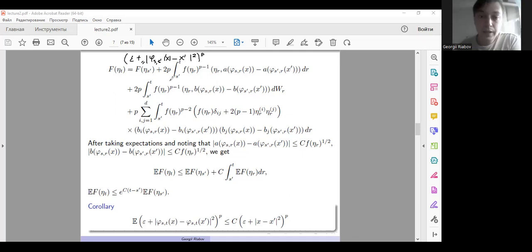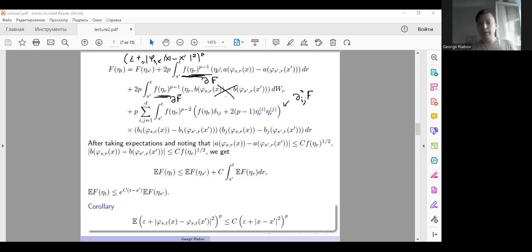Okay, and this comes from the derivative of f. Yes, this term also comes from the derivative of f, and this term is exactly the second derivative of f. Now we take expectations, the stochastic integral vanishes, and we do the same estimations as in the lemma 1.